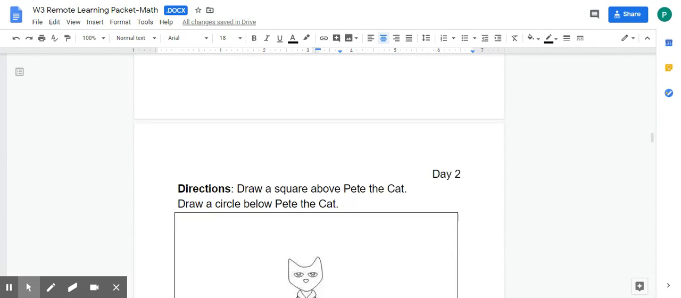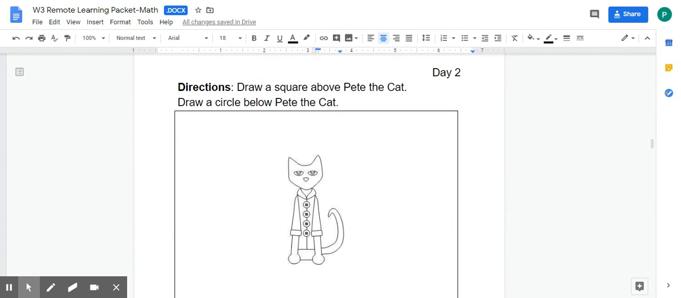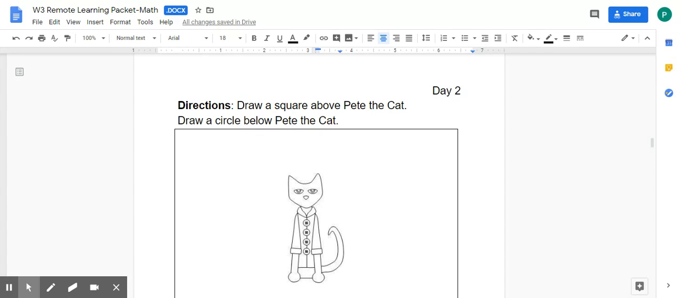Let's scroll down to day 2. Right here in this first one on day 2, we have some directions that your scholar has to follow. They can read it, great, but they might need a little help from parents or families to help them out. So the direction says, draw a square above Pete the cat. So they have to remember what a square looks like. They're going to get a pencil and they're going to remember what above means and draw the square above Pete the cat. So I'm just going to do the first one. Above means on top. And now I have to draw a square above Pete the cat.